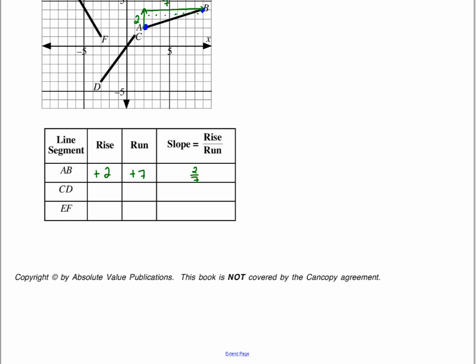So if I'm looking at CD, I'm going to go from D to C, because CD and DC are the same line. Doesn't matter the order. So we want to go up. So we're going to make this triangle. How many did we go up? 1, 2, 3, 4, 5. So plus 5 is my rise. 1, 2, 3, 4. Plus 4 is my run. And so that'd be 5 over 4.